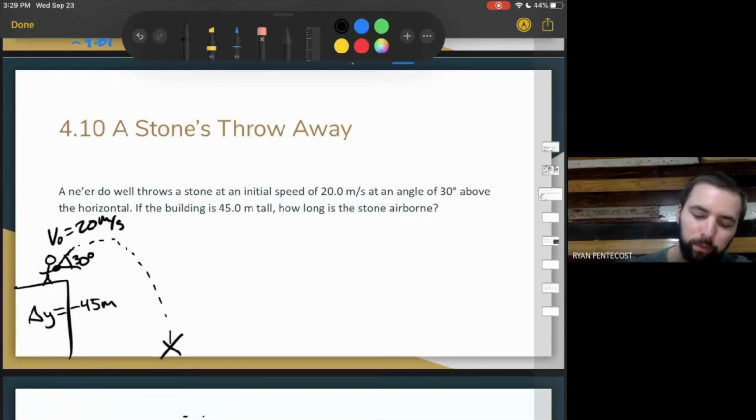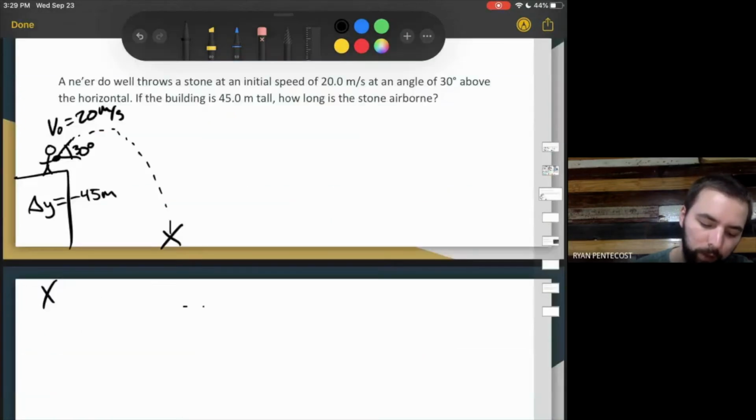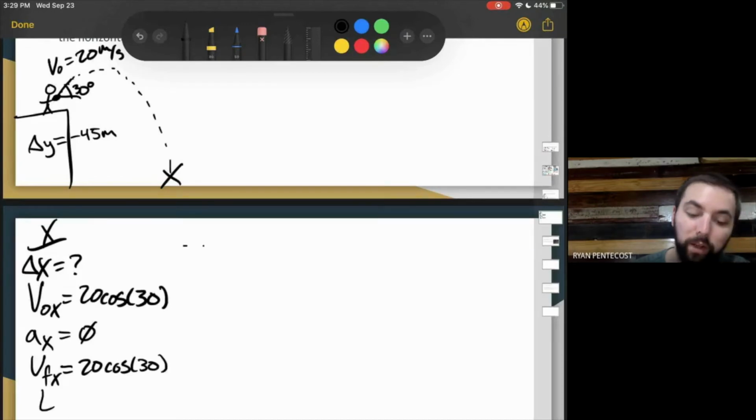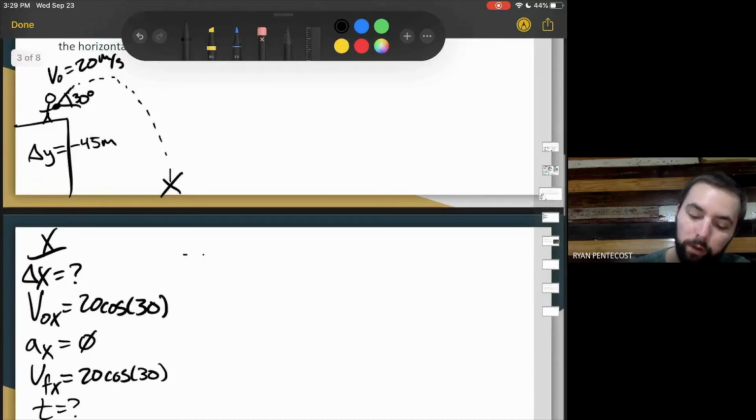Now, let's break down our x and y, okay? In the x direction, delta x, we don't know. V naught x, that would be 20 cosine 30, okay? Acceleration in the x, that would be 0, meaning that v final in the x is also 20 cosine of 30. And we are trying to find time, right? It asks how long is the stone airborne.